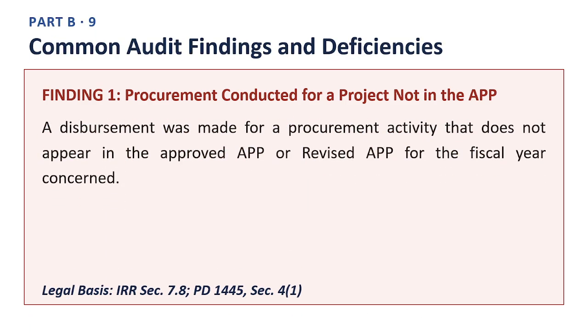Procurement conducted for a project not in the APP. A disbursement was made for a procurement activity that does not appear in the approved APP or revised APP for the fiscal year concerned. The legal basis for this finding is the Implementing Rules and Regulations Section 7.8, Presidential Decree No. 1445, Section 4(1). Auditors look for this pattern because it usually signals that a required planning or documentation step was skipped rather than genuinely completed. The practical safeguard is to always ask for the specific supporting document before accepting the figure at face value.